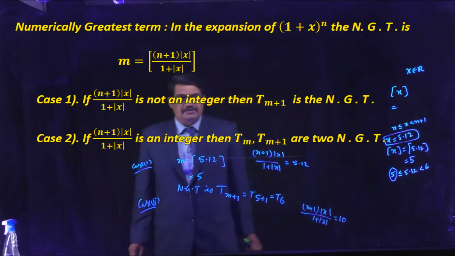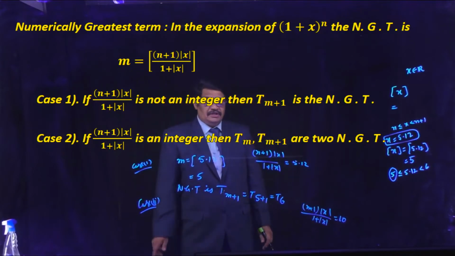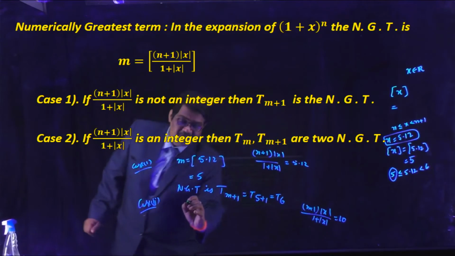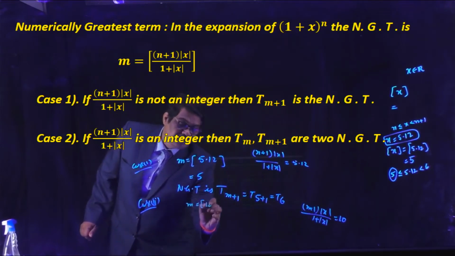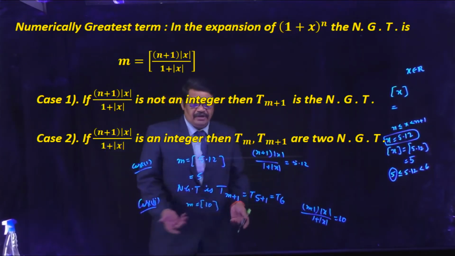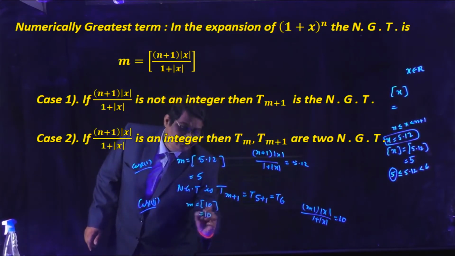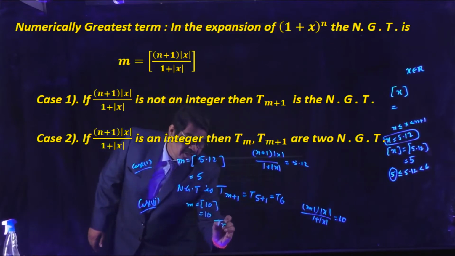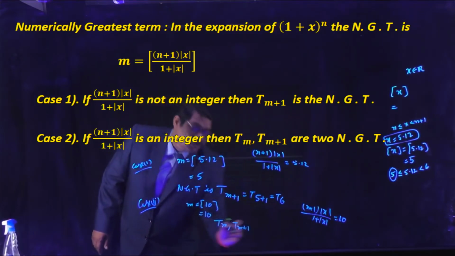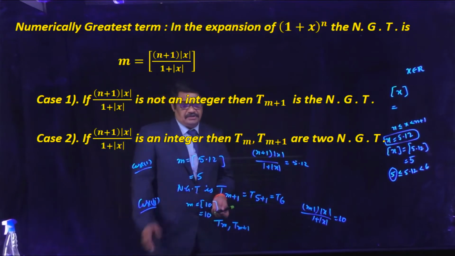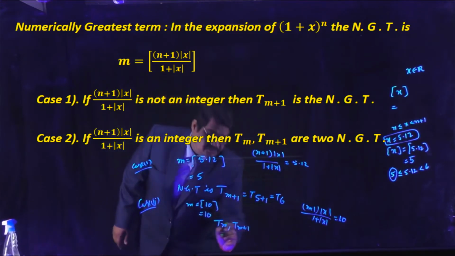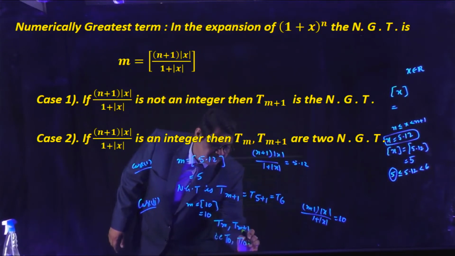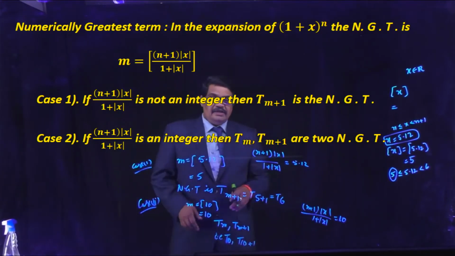Suppose this value is an integer. Then what is the numerically greatest term? Here we take m equal to the step of 10. Here the value is an integer, therefore m is 10. Then what are the numerically greatest terms here? Tm and Tm plus 1 are the numerically greatest terms. There are two numerically greatest terms, that is T10 and T10 plus 1.